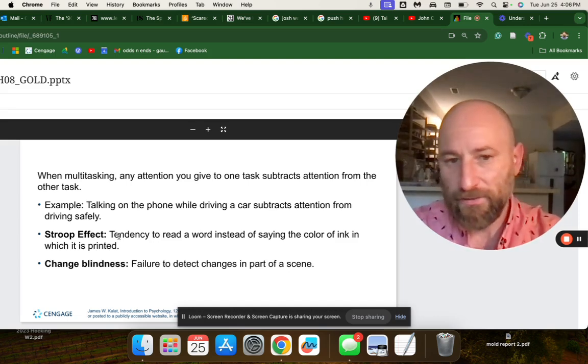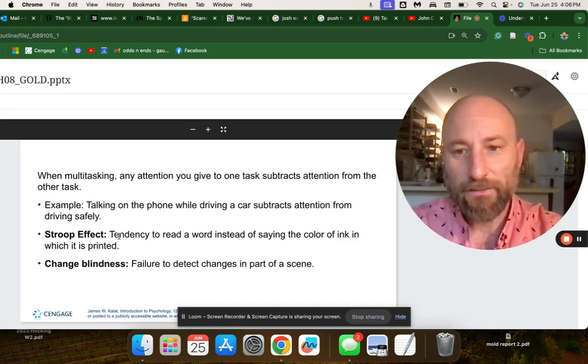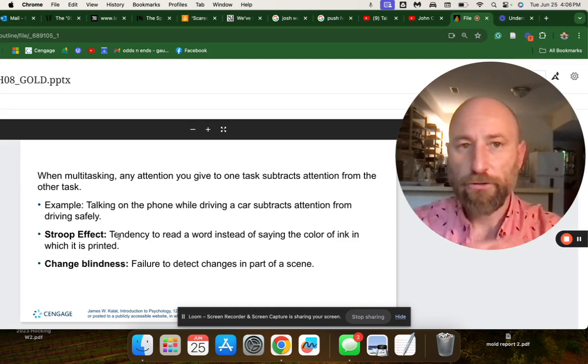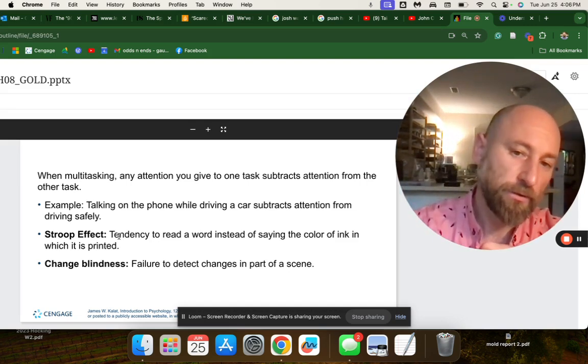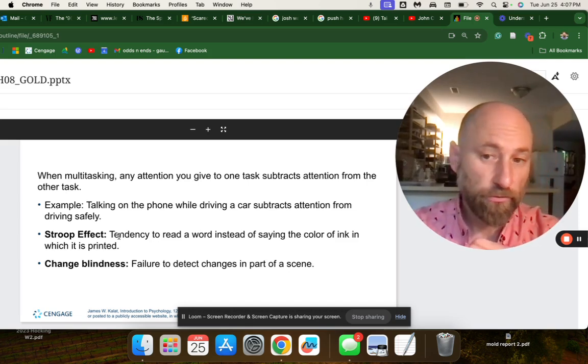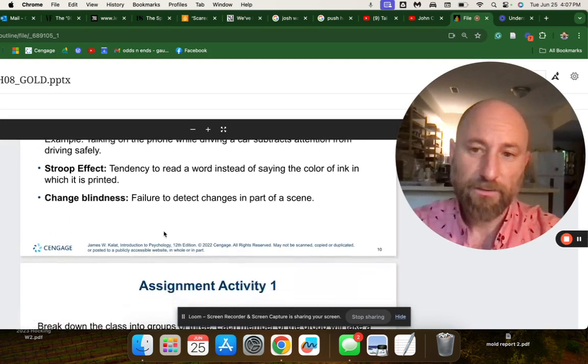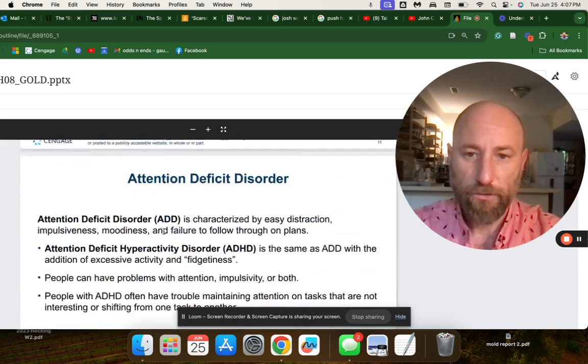Change blindness is failure to detect changes in part of a scene. If you show people two almost identical pictures, but just remove one thing, it's difficult for people to determine if the pictures are identical or not. When change happens slowly, it's hard for our brain to process that because there are too many things to pay attention to.